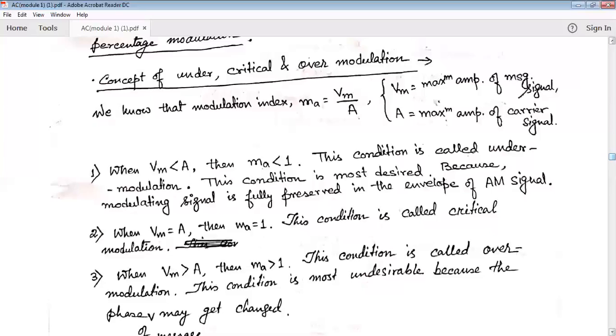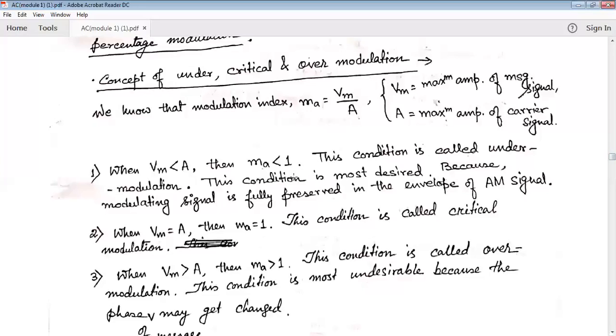First, Vm less than A. When Vm is less than A, you can easily say that modulation index has a value less than 1. So if we multiply this value with 100, we will have a percentage modulation which is less than 100%. This case is known as under modulation, and this is the most desired condition for the amplitude modulation technique.